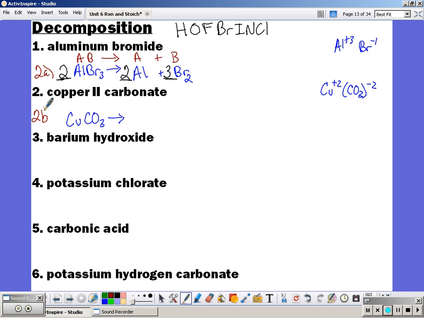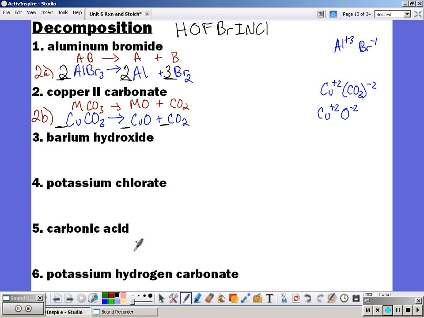MCO3 decomposes into MO, which would be oxygen, plus CO2. Well, the metal in this problem is copper, and copper had a charge of +2. Oxygen also has a charge of -2, so that would reduce to CuO. And then I would just copy plus CO2. You would have to balance it then. 1 Cu, 1 Cu, 1 C, 1 C, 3 oxygens, 1 plus 2 is 3 oxygens, so it is balanced.